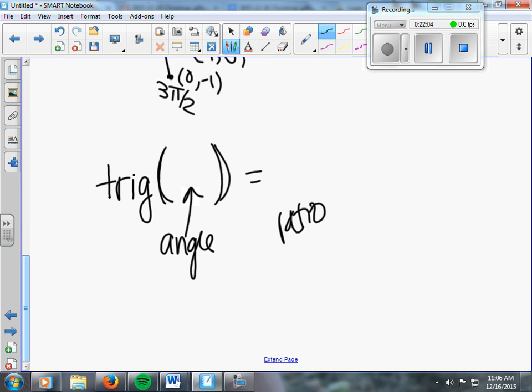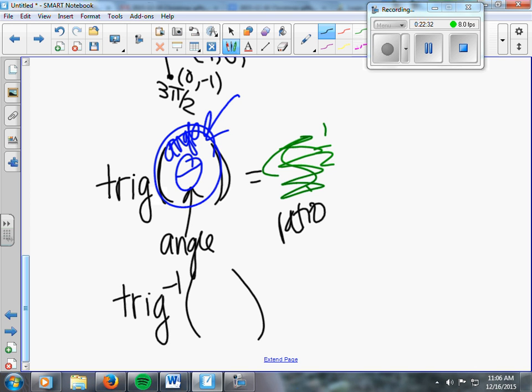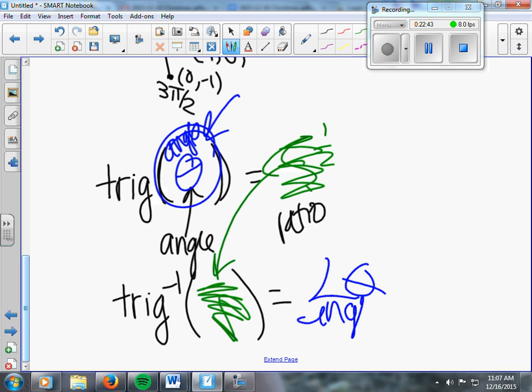Here, your input, I'm going to make the input blue, is an angle. Angles are blue. So I put into a trig function an angle, and then I get out a green ratio. So that would be like 1/2, or opposite over adjacent, whatever those happen to be. So you get out the ratio. The inverse is the function that does the reverse of that. So the trig function inverse, well, now we're going to switch them. So now I input the ratios, and I get out the angles. Theta, angle. That's the answer.